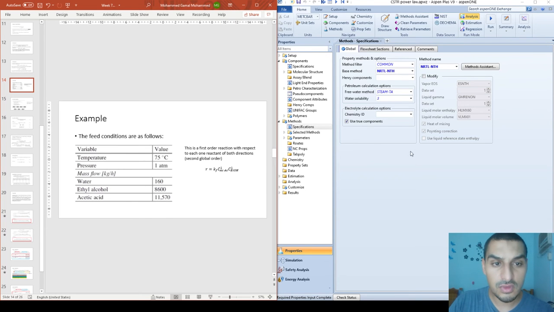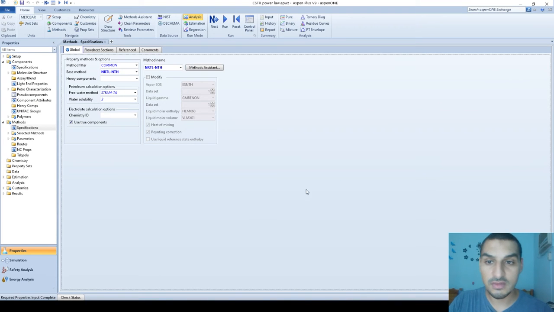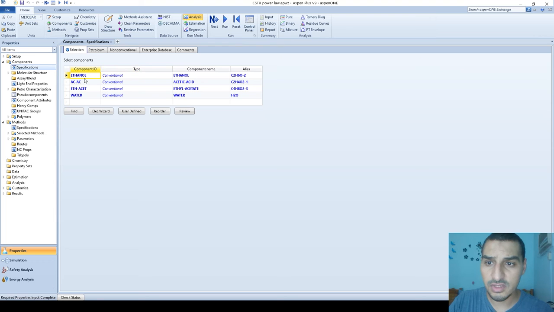Let's first go for the first part of defining the file. It's defining the components, and I have already defined them: ethanol, acetic acid, ethyl acetate, and water. By the way, there is a very common mistake here that makes a lot of problems, which is putting dots here. If you put a dot in acetic acid, it's going to make a lot of problems later.